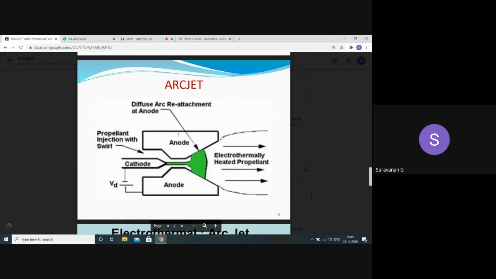So what will happen? Due to the potential difference, when electric power is supplied to the anode and cathode, it forms an arc at the throat of the nozzle. You can see the diffuse or reattachment at the anode. That is the cause. When the injected propellant passes through this arc, it is heated up. Once heated, it comes out through the nozzle at the end. So the electrothermally heated propellant expels out through the nozzle exit to generate thrust.